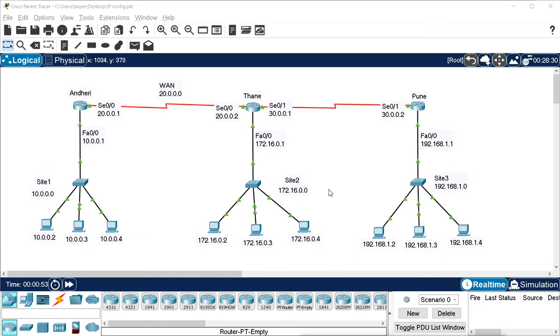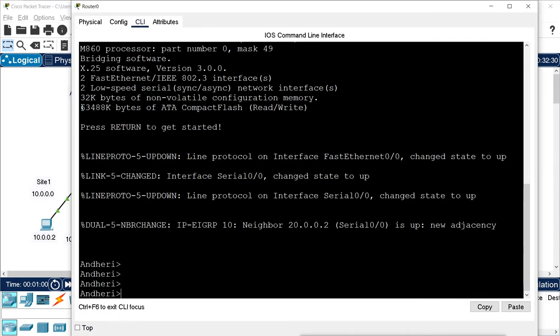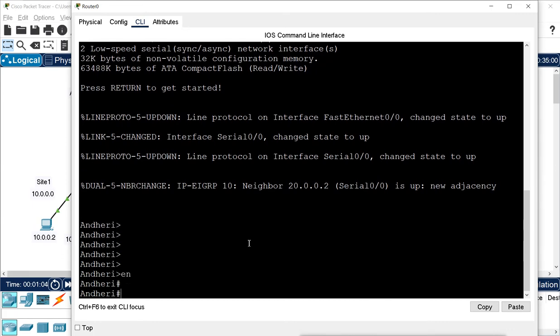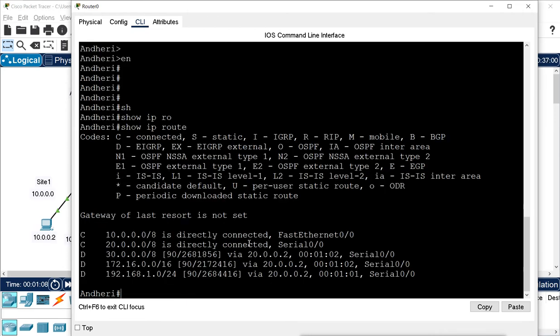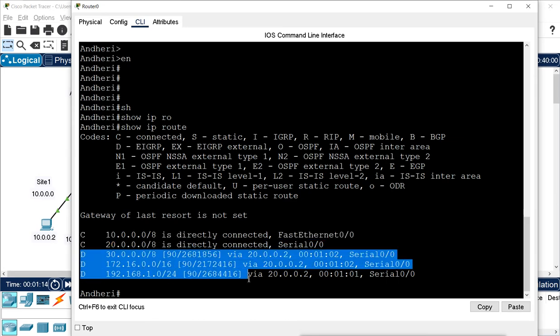Okay? This is our design where we have configured EIGRP. If you want to verify it, we can go to a router, like I go to this router, go to privilege mode, and say show ip route to see the routing table. So it knows these routers, like these two networks are connected, and these networks are known by EIGRP.